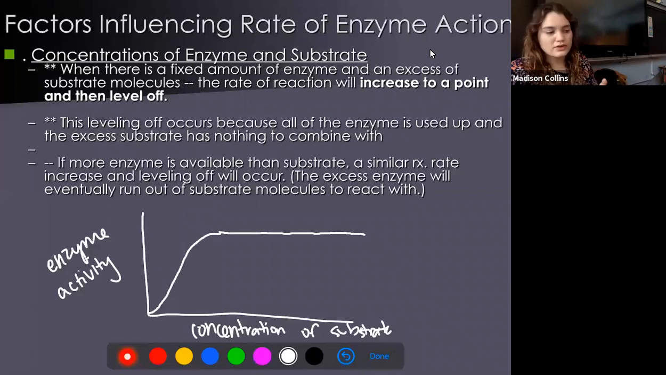So it's kind of like dancing, okay? Once everyone has found a partner and has partnered off, if there's anyone left standing, there's no one else for them to connect with. So the same thing happens with enzymes and substrates, where once everyone has found a partner, once all those enzymes have connected with a substrate, the activity is going to level off. It can't increase, it can't decrease. And then the same thing, if more enzyme is available than substrate, the same type of reaction will occur, where it will increase and then level off. So the excess enzyme will eventually run out of substrate molecules to react with.